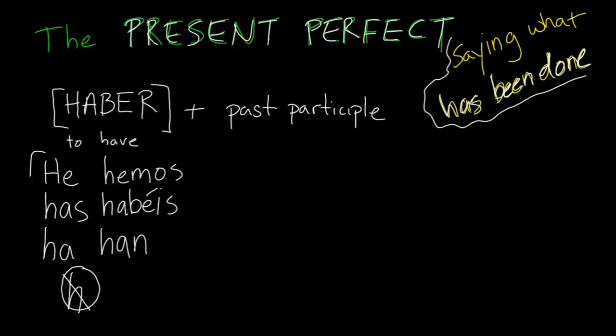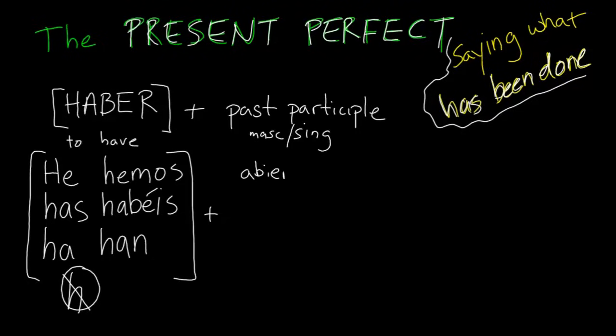So the first part that we have when we're forming the present perfect is a form of haber. And then the second part is a past participle. In our past participle, we will always keep in the masculine singular form. For example, abierto, cerrado, comido.